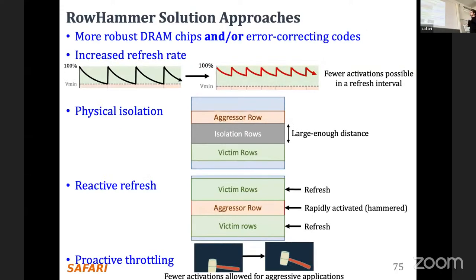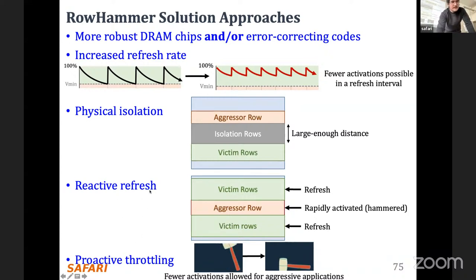Some other approaches that this paper suggested were more robust DRAM chips or error correcting codes. This was very costly. Increased refresh rate was sort of employed, and I'll talk about it, but this is also very costly, and you cannot practically fix RowHammer errors by increasing the refresh rate. Physical isolation is also not a good enough solution, because how do you physically isolate things? That requires a lot of effort and system design. And even if you physically isolate things, there are papers that show that doesn't really solve the whole problem, and you can still induce bit flips to take over a system.